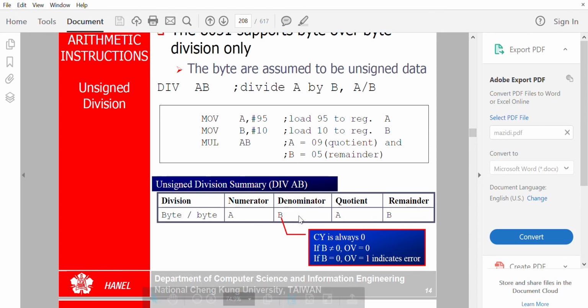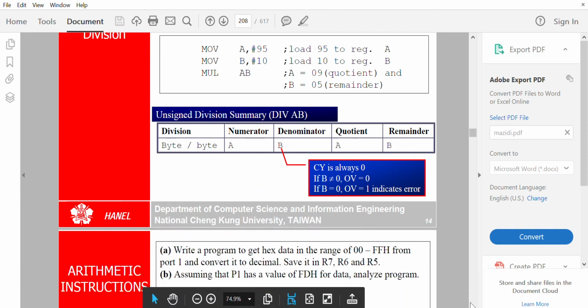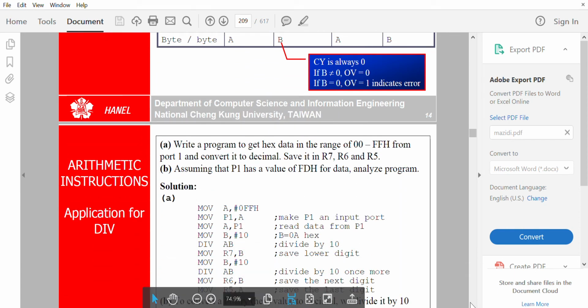And suppose when you divide A by B, if B becomes equal to 0 at any time, then the overflow flag will be set to 1. That will show that there is an error, because you cannot divide a number by 0. So the overflow flag will be set if during the course of division the denominator becomes equal to 0.